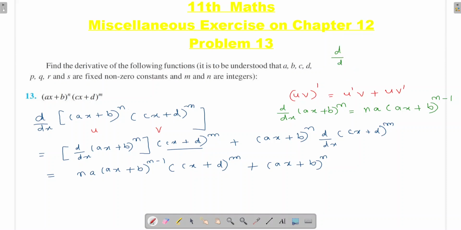So d by dx of (cx plus d)^m will now be equal to, see, we have n here, so we will get m. Then we have a here, so a was multiplied to x, so that constant is there. Now c is multiplied to x here, so we will get c here, and then (cx plus d)^(m minus 1). This is the derivative, we have to use it here. So mc multiplied by (cx plus d)^(m minus 1).